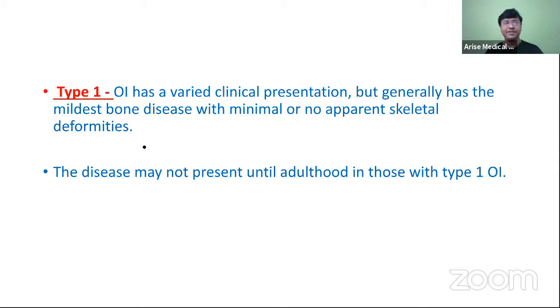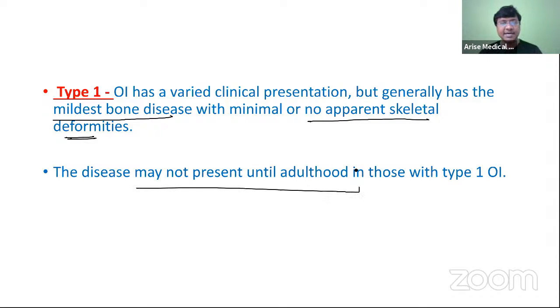Let me take up the presentation of type 1. They have the mildest bone disease, with minimal or no apparent skeletal deformities. And this type 1 osteogenesis imperfecta is not present until adulthood; until adulthood, you don't have this manifestation.